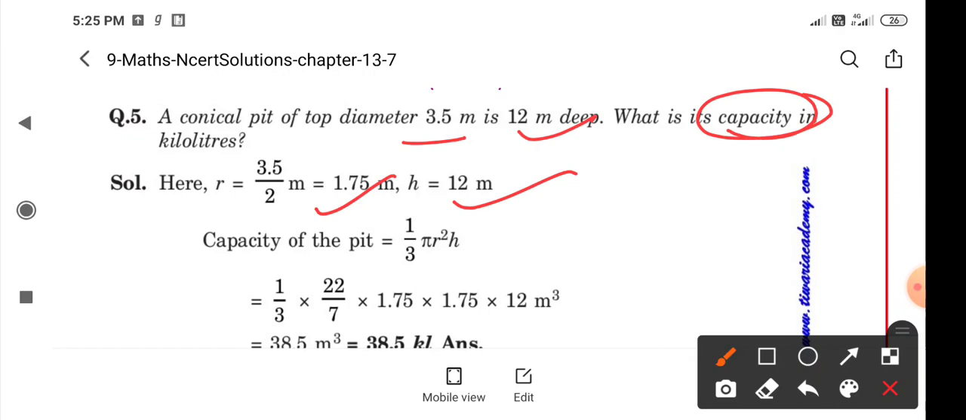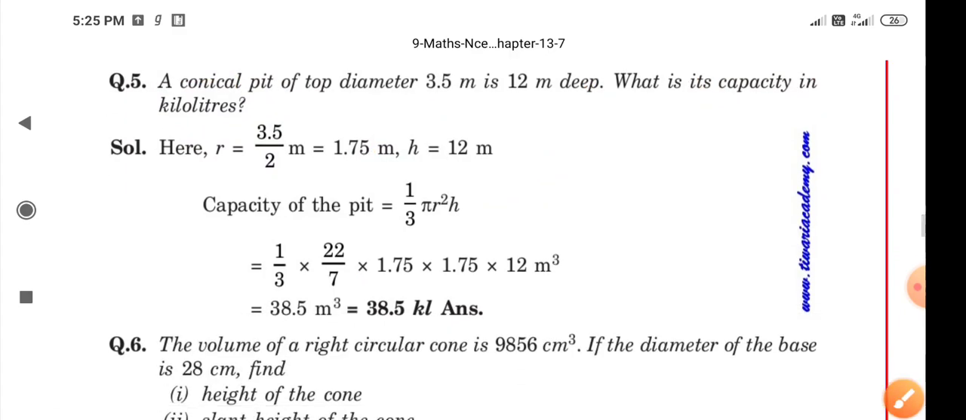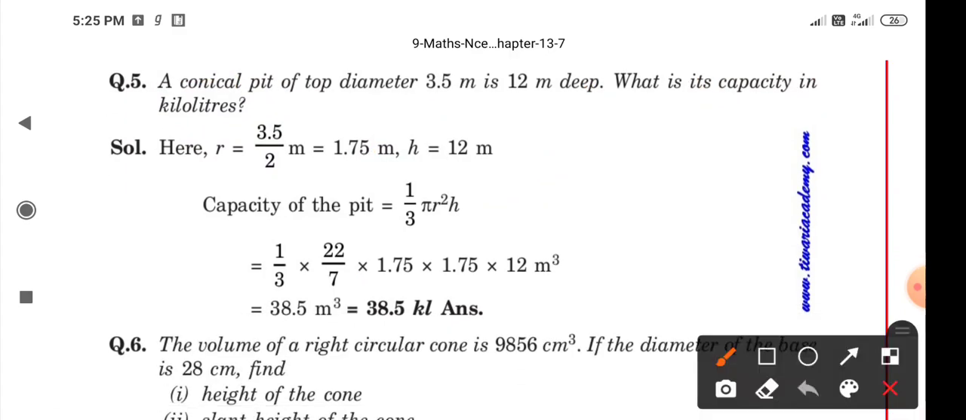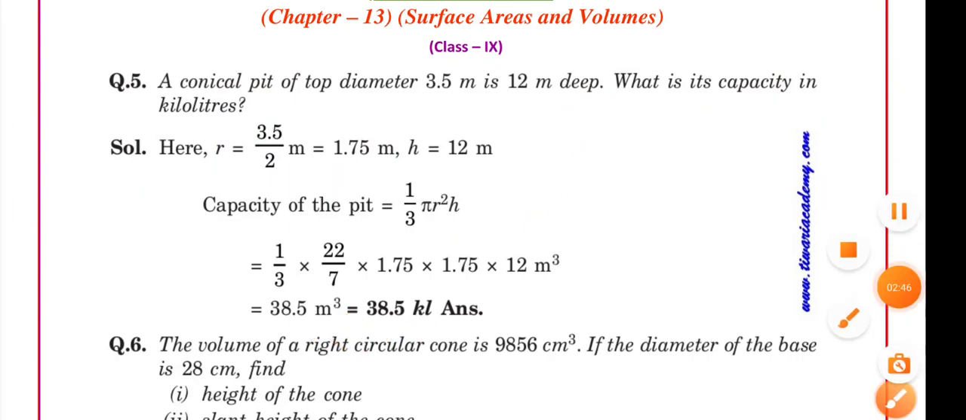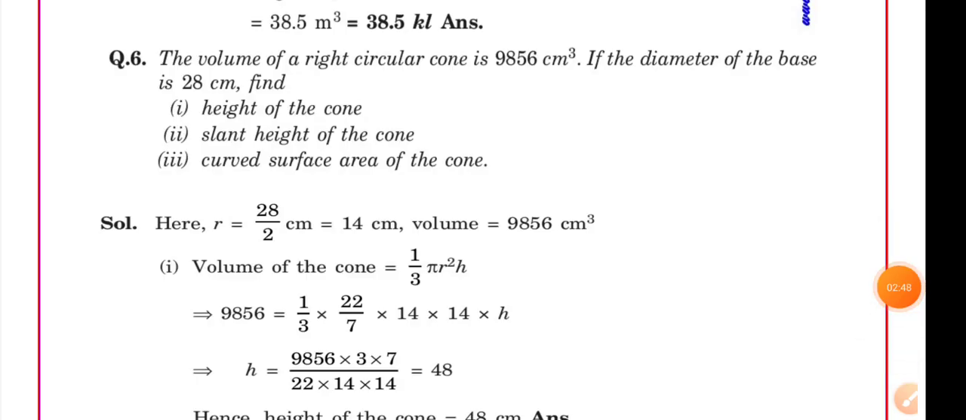Capacity means the volume, 1 upon 3 pi r square h, but you have to find it in kiloliters. So it is in meter cube. For converting meter cube into kiloliter, you will multiply it by 1 only. You will multiply it by 1, so you will convert it into kiloliter. Question number 6 is also similar to the previous question. You can do it like that.